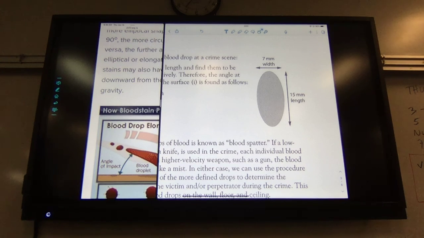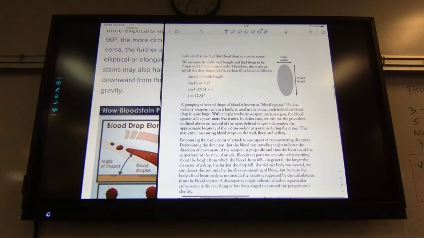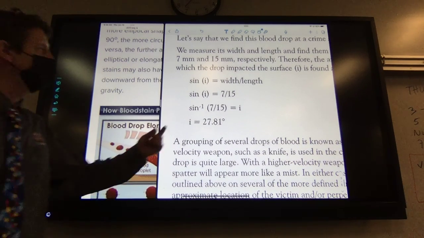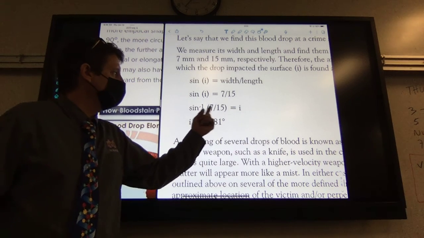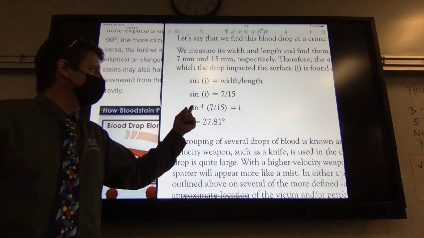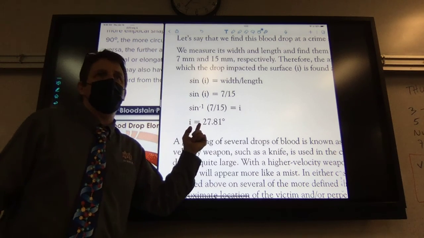So when we do this in the lab, you're going to be bleeding on the paper with this fake blood, and then you're going to take a picture of it, and then you can expand it. That way we can work with it, and we don't have to wait for the paper to dry. What we're doing in class right here, calculating, is similar to what you'll do in the lab. So it's 7 divided by 15. They didn't do the calculation, but you do that first, and then you hit the sine minus 1 button, and it gives you that angle right there on the screen.